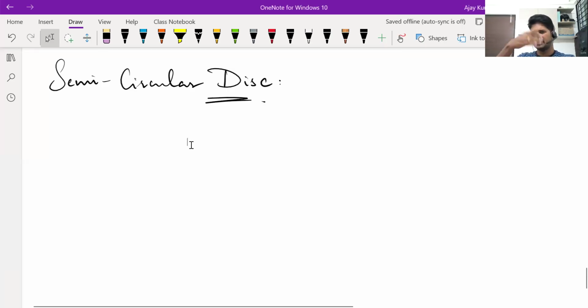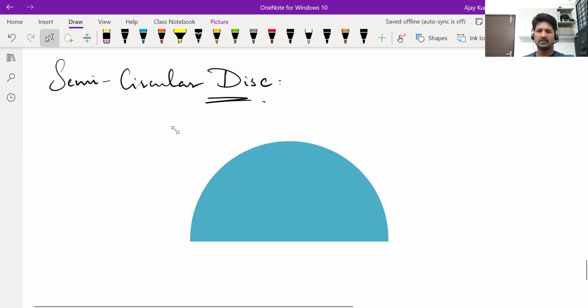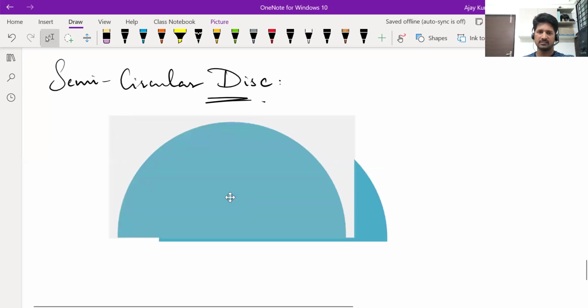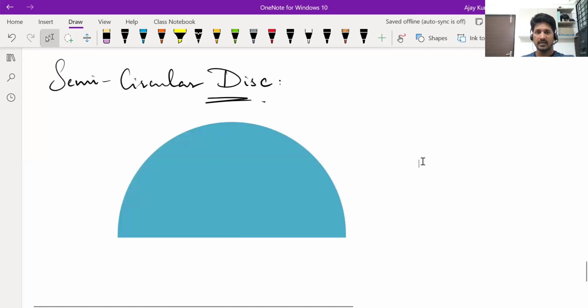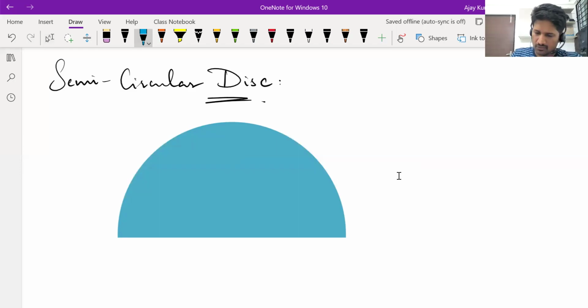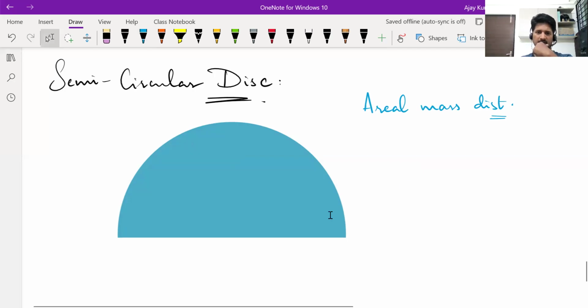A full disk is like a circle on a plate. It has lines of symmetry. The center itself will be the center of mass. But suppose there is a semicircular disk like this. A semicircular disk is a half disk. And we need to find out where its center of mass lies. First thing we concluded is that it's an areal mass distribution. Means mass is spread over an area. You can't bend a line and make this shape. You can cut a surface and make this shape. So it's an areal mass distribution.